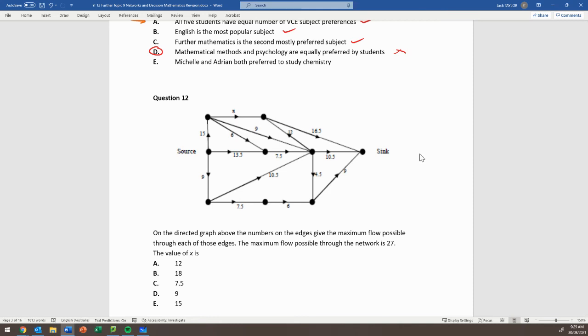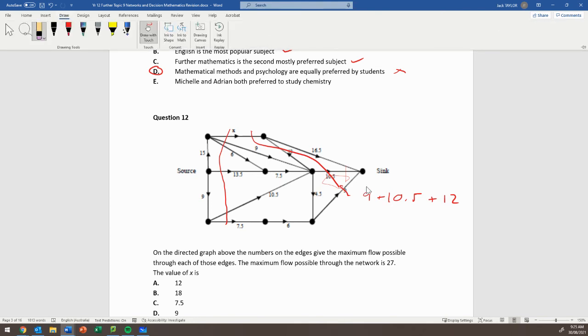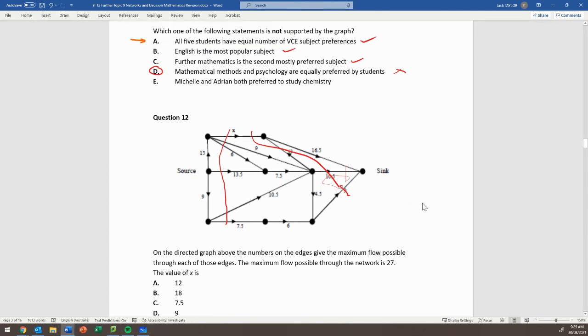For example, we need that cut would obviously cut off the network, but it's probably not going to be the minimum cut because it has gone through quite a lot of edges. So again, a bit of trial and error. For this one, it is that one. So the sum of those edges is 9 plus 10.5 plus 12. Hang on, sorry, we don't include the 12 because it's going in the opposite direction. Let me just rub that out.